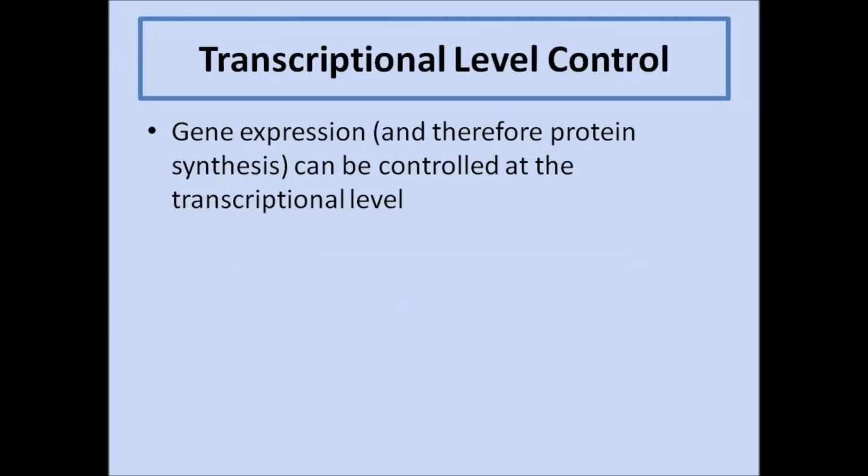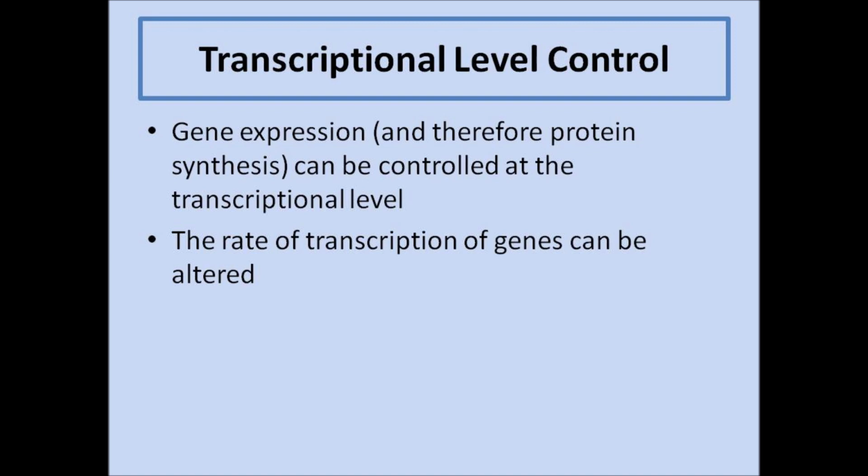So gene expression and therefore protein synthesis can be controlled at a transcriptional level. And the rate of transcription of genes can be altered. So if transcription happens more, then more mRNA is going to be produced, and therefore more of that protein that the gene codes for is going to be produced. And if transcription happens less, then less mRNA will be produced, and again, therefore less of the protein that gene codes for is going to be made.